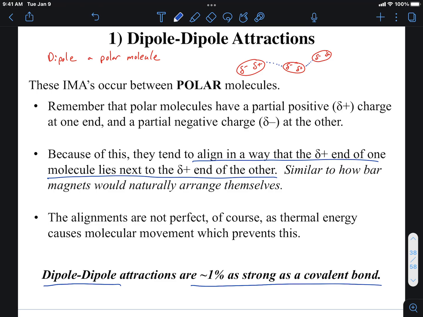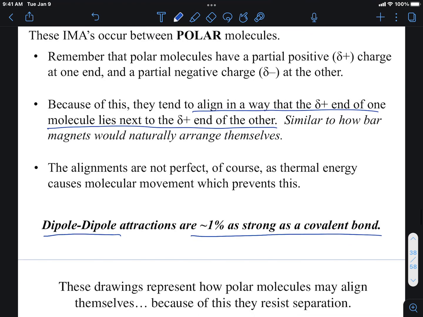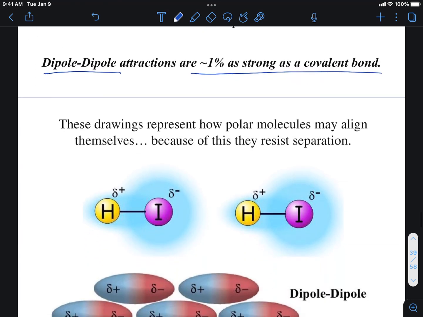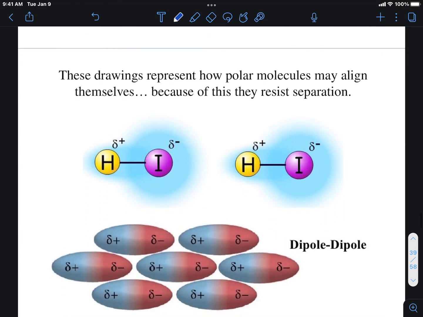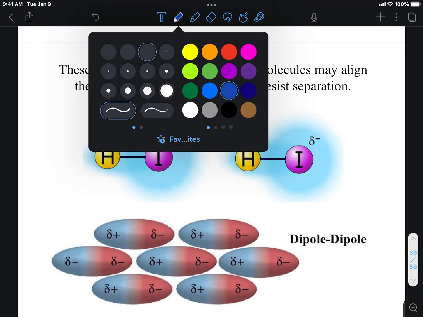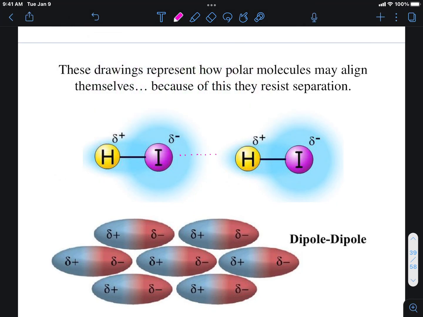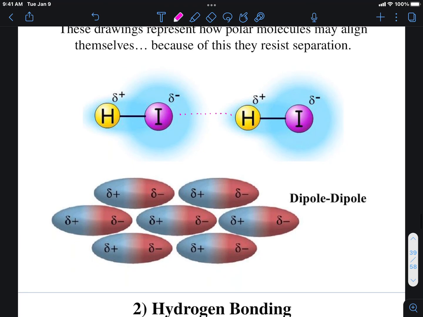And again, how will you know if molecules have this attraction? If you decide the molecules are polar. Okay. Some other pictures. Here the attraction would be between these two molecules, right? Here's a bunch of them all aligned.